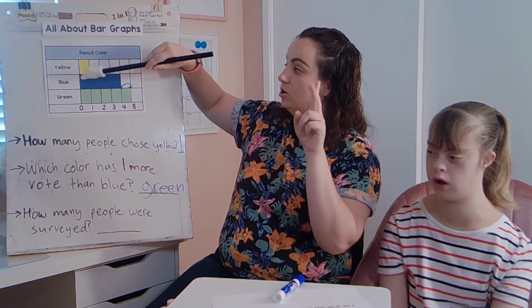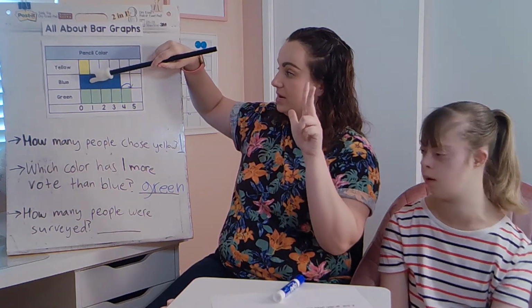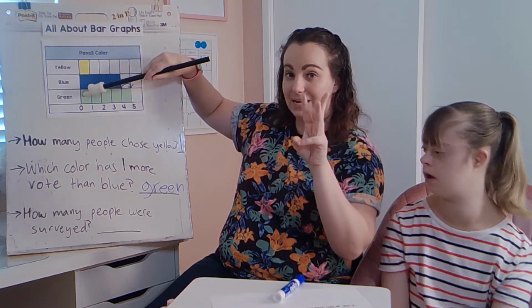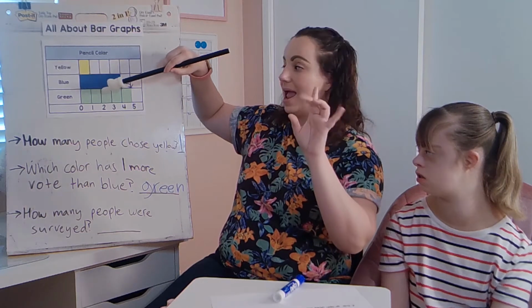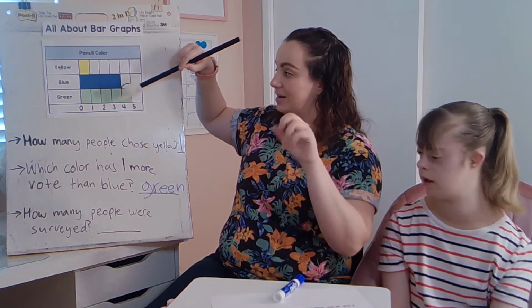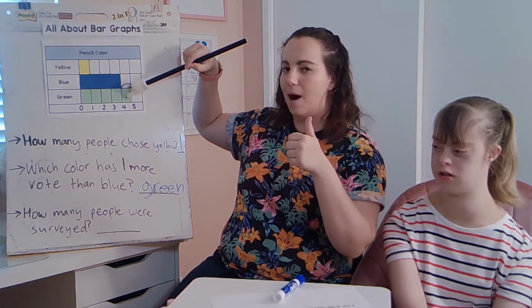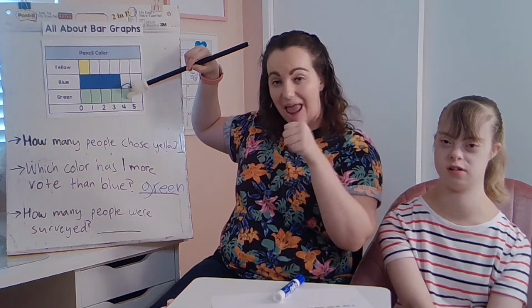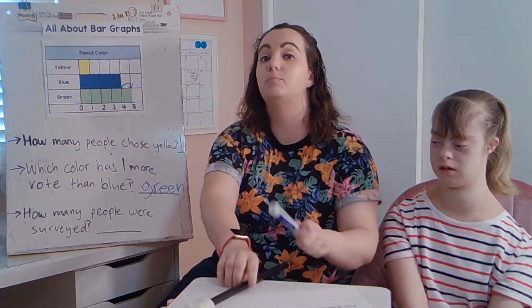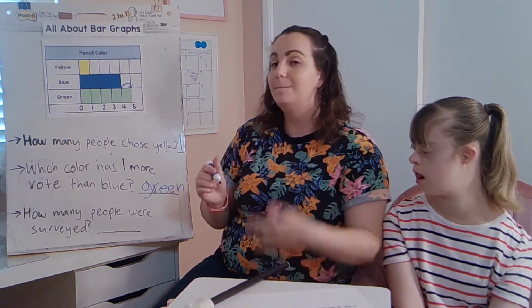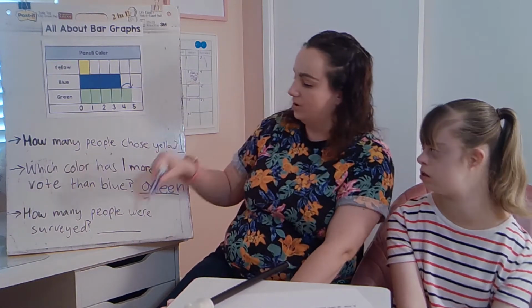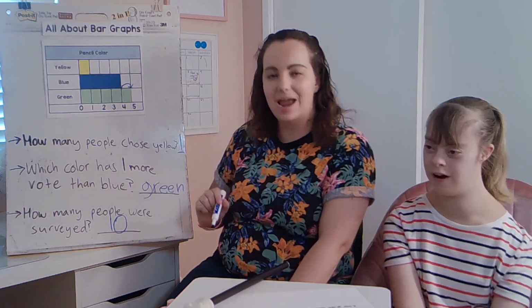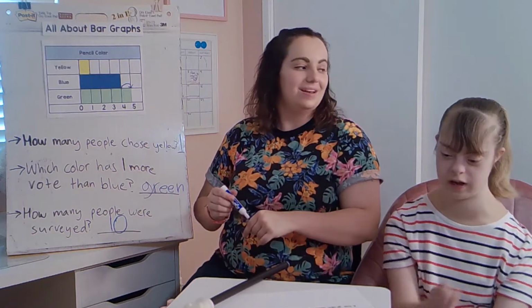1, 2, 3, 4, 5, keep going. 6, 7, 8, 9, 10. How many people were surveyed in all? I say 10. 10, yes. There are 10 bars or boxes filled in, which means 10 people voted. So we write 10 right here. 10 people voted. Nice job.